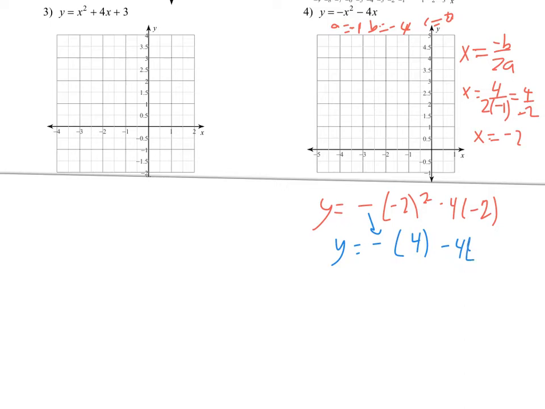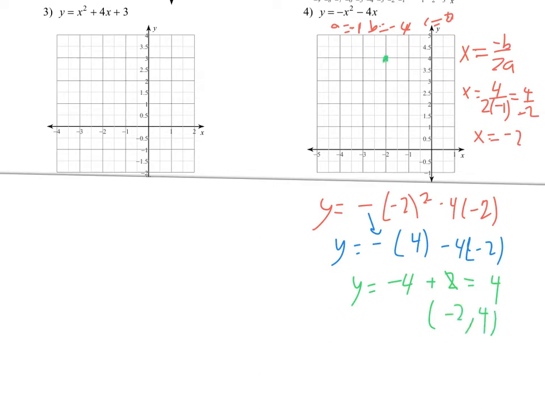And that's really a multiplying negative. So I'm going to do that in my next step here when I multiply. So negative times 4 is just negative 4. But negative 4 times negative 2 is actually plus 8. So negative 4 plus 8 is a positive 4. And so my vertex then is going to be at negative 2, 4.